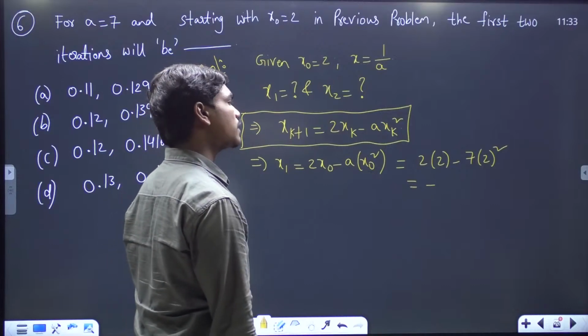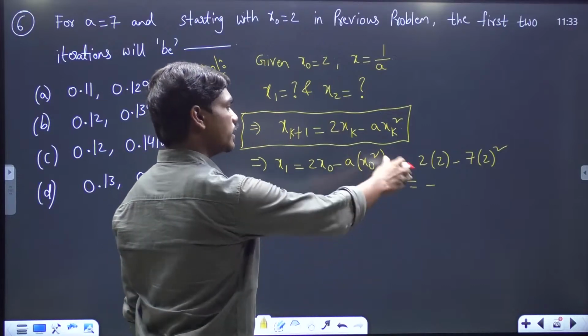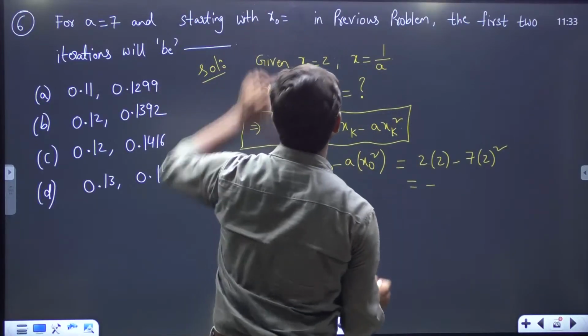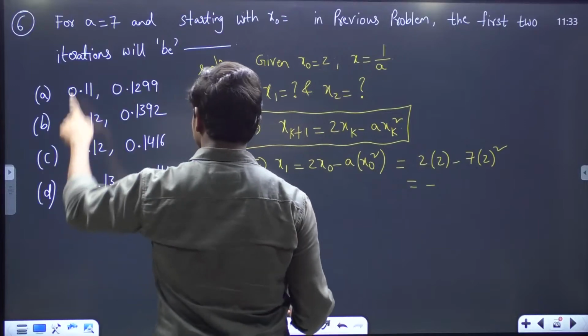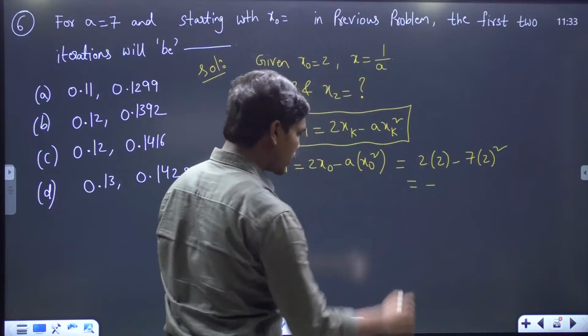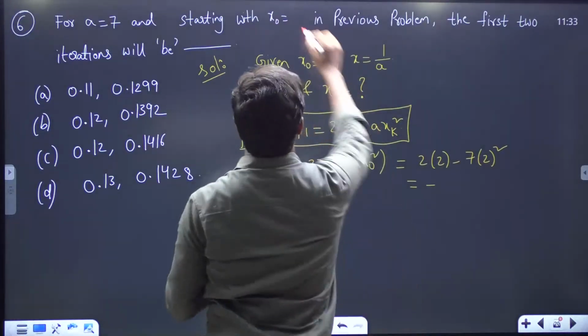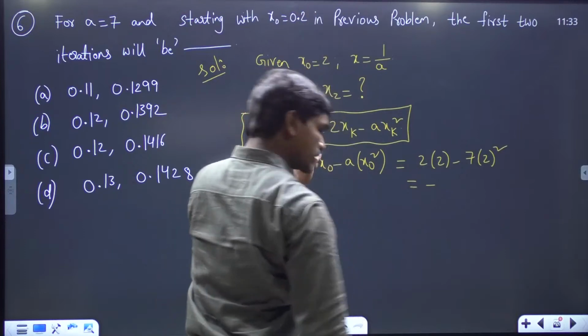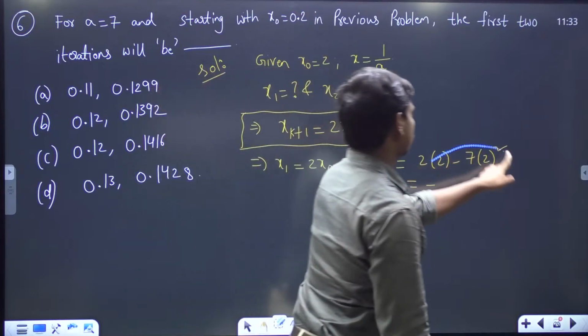Two into 2 minus 7 into 2 square. Let me make one correction, make this as 0.2. I think it should be 0.2 because values are close to that. So make that 0.2. Otherwise values will diverge anyhow. So I think in this question it's 0.2, but there is some mistake while writing this question. So make that 0.2 and calculate the values.